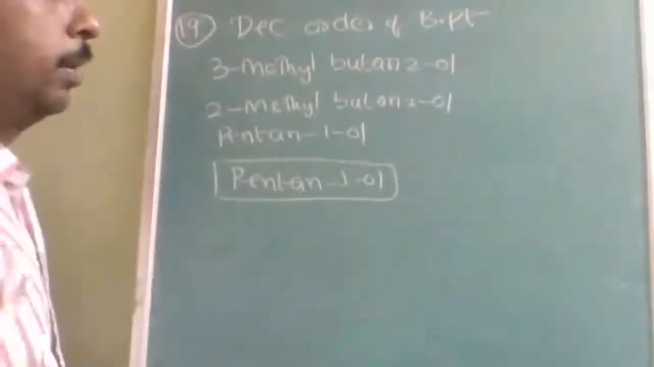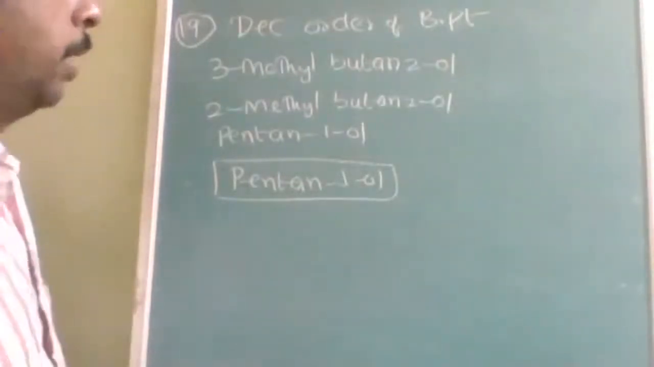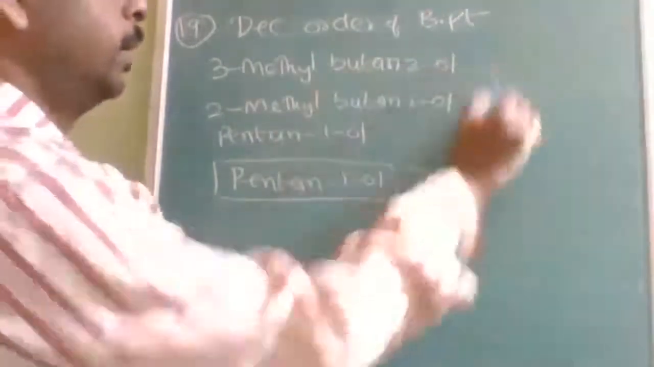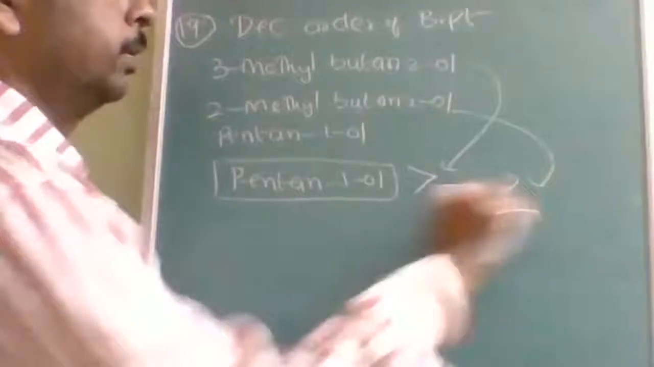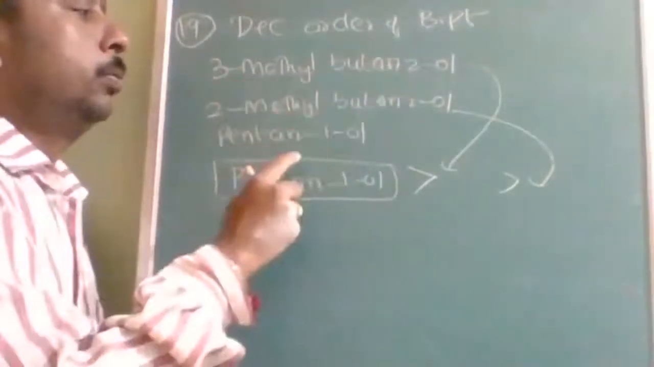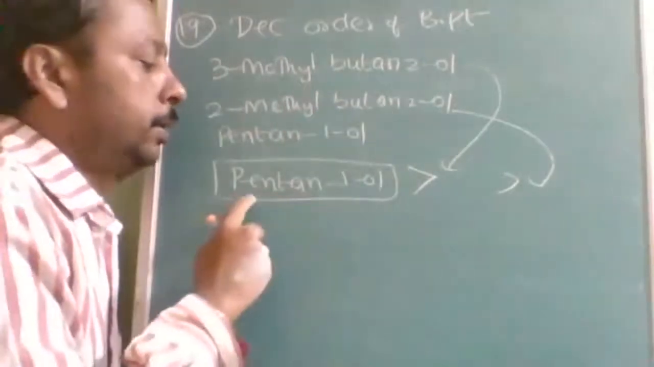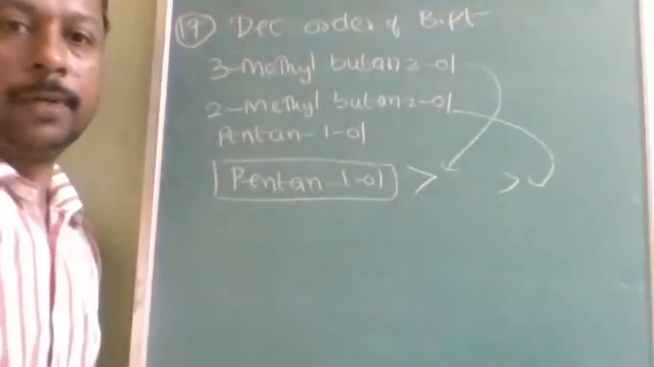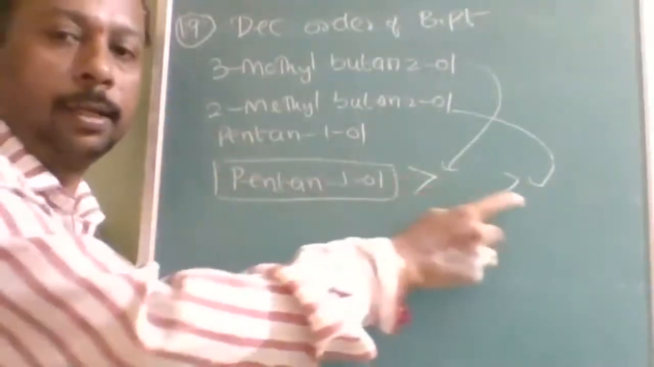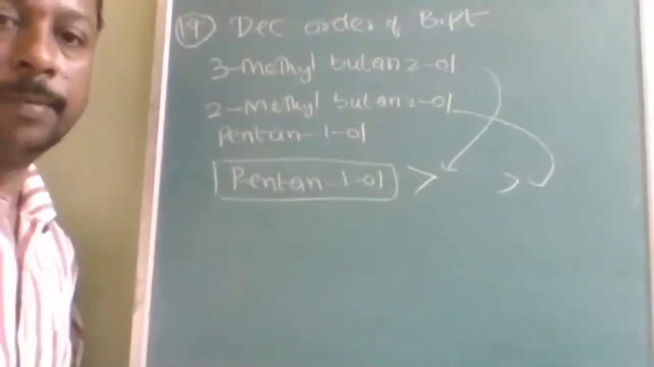Okay. Your number of branches increases, molecule will become compact, and boiling point decreases. Decreasing order, so highest will be this one, then this one, then this one. Okay. Pentane 1-ol, 3-methyl butane 2-ol, and 2-methyl butane 2-ol. Okay. So largest will be pentane 1-ol. 3, 1, 2. 3 greater than 1 greater than 2. Is it understood? Boiling point is depending on the number of branches.